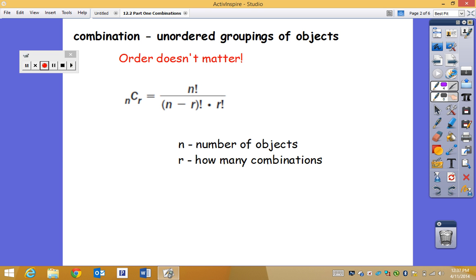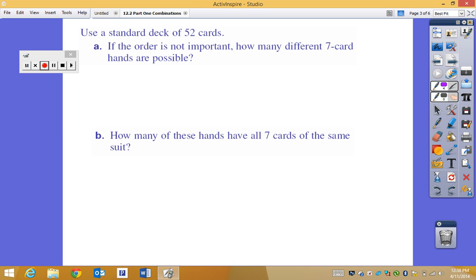And we calculate it by doing N factorial, or the number of objects, in the numerator, and then in the denominator we have N minus R factorial, by subtracting the objects and how many combinations we want, and multiply that by the combinations factorial. So let's take a look at an example.